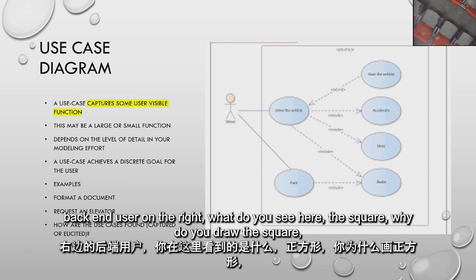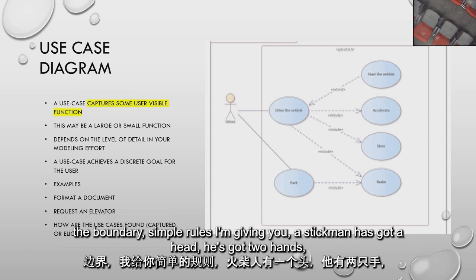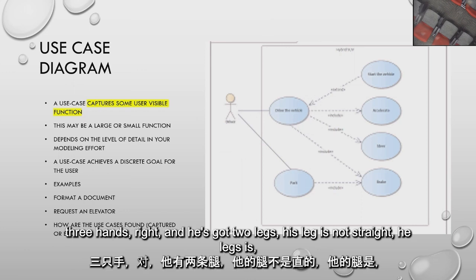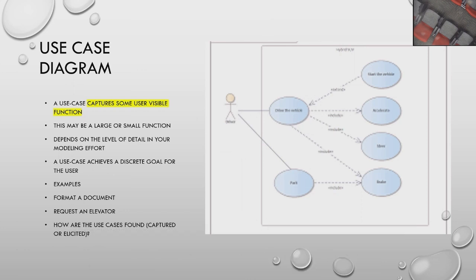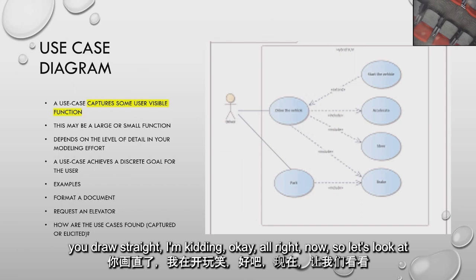What do you see here? The square. Why do you draw the square? The boundary. Simple rules I'm giving you. A stickman has got a head. He's got 2 hands, 3 hands, right? And he's got 2 legs. His leg is not straight. You draw straight, -1 mark. I'm kidding.